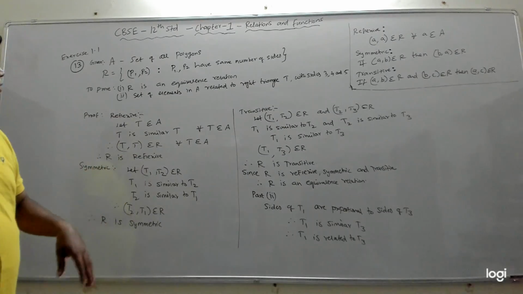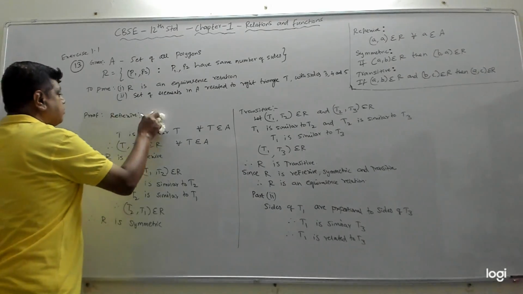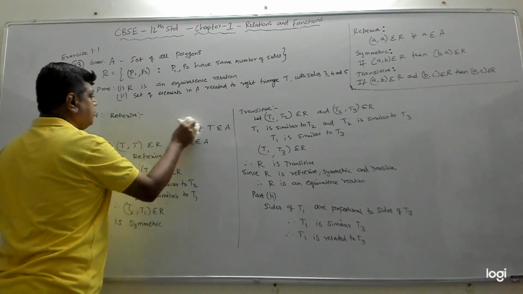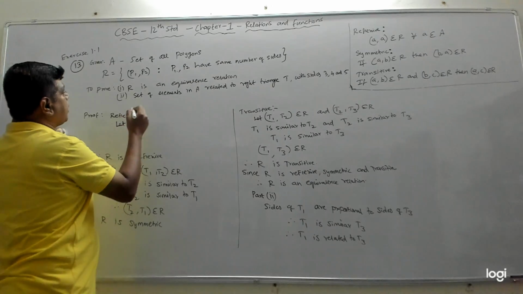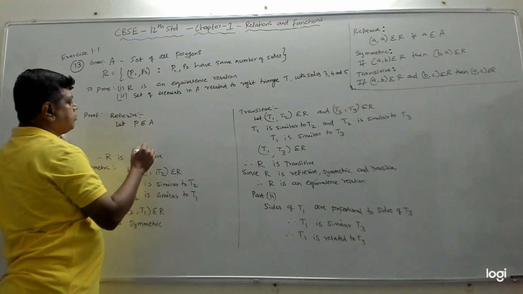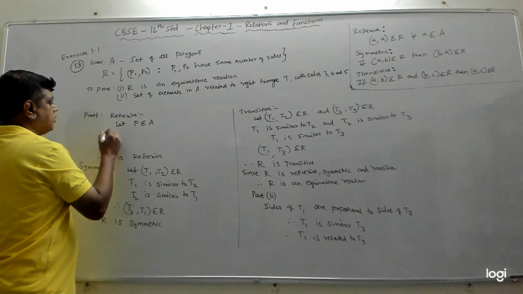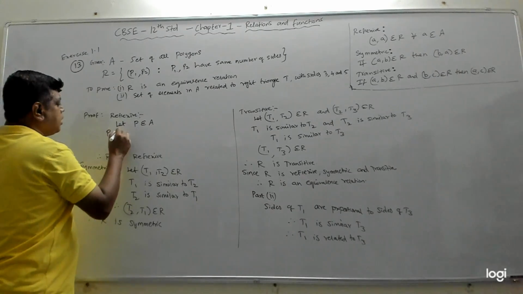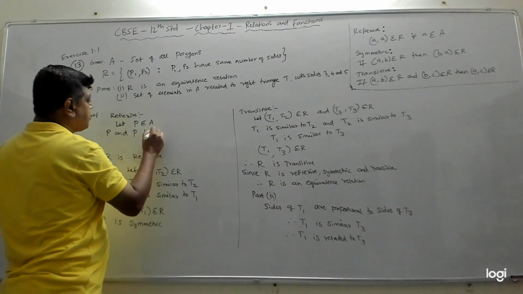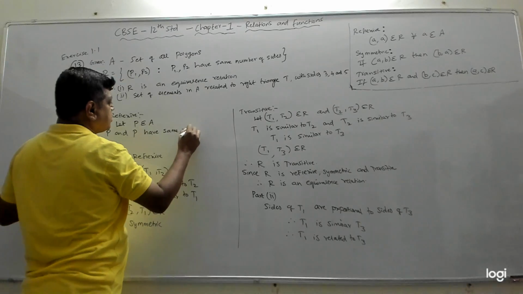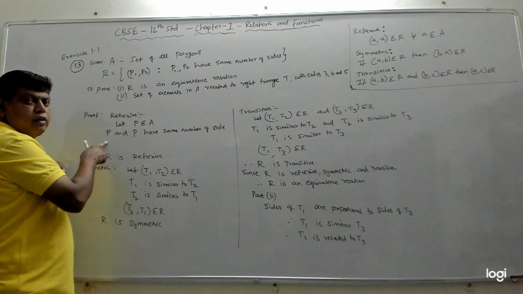Right, now first we should prove that R is an equivalence relation, for that, reflexive. So we will take a polygon from the set A. Let a polygon, I am calling it P, let P belong to A. Then we have P and P, the same polygon. P and P have same number of sides, because the polygon P and itself will have same number of sides.